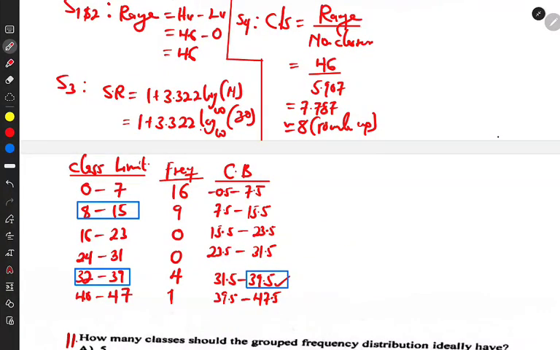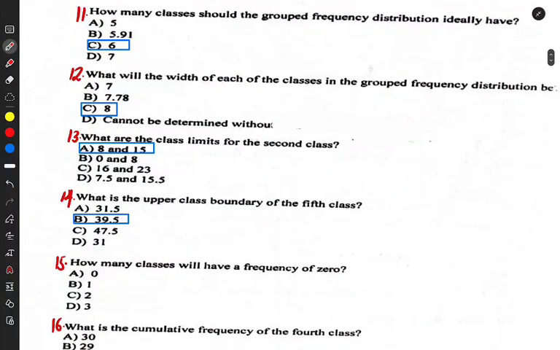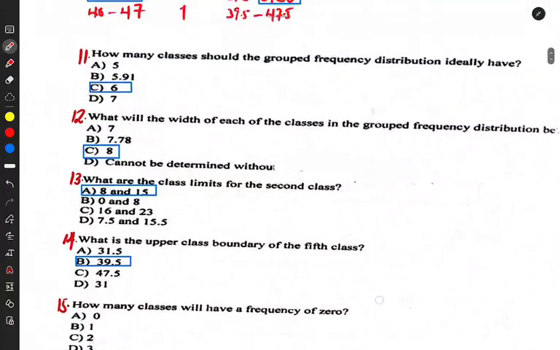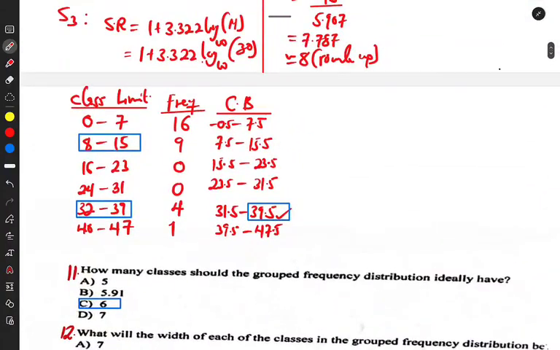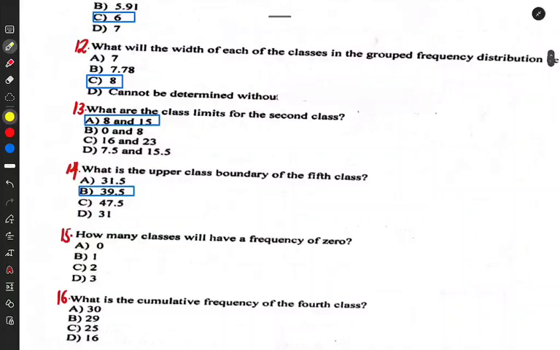Once you are through with that, we go back to question 15. It said how many classes will have a frequency of 0? So those classes having a frequency of 0 are 16 to 23 and then 24 to 31, giving us a frequency of 0. So the number of classes that will have a frequency of 0 is 2.